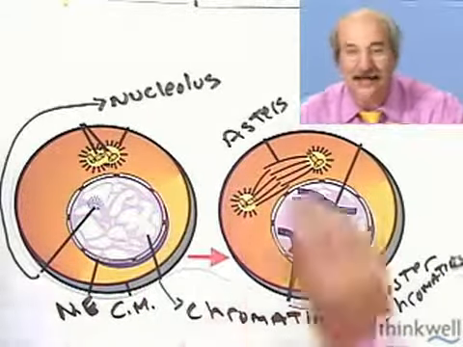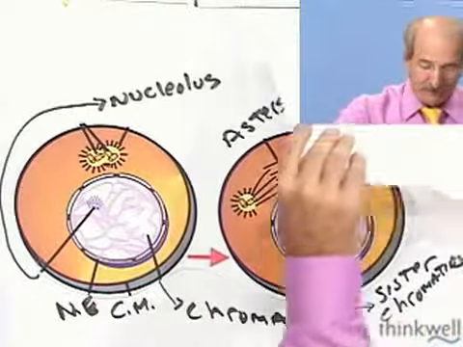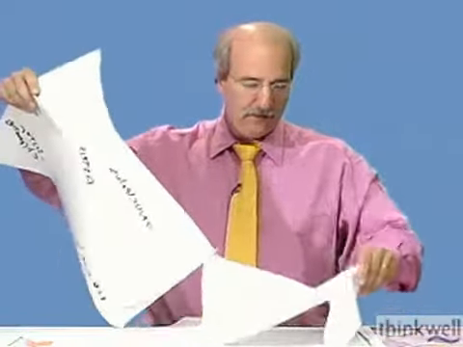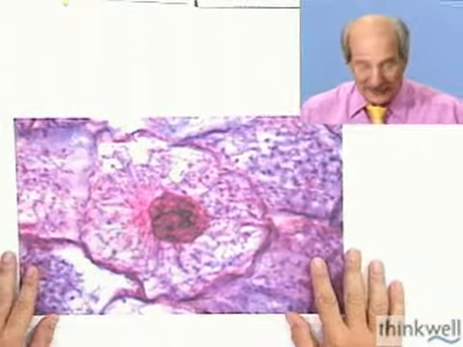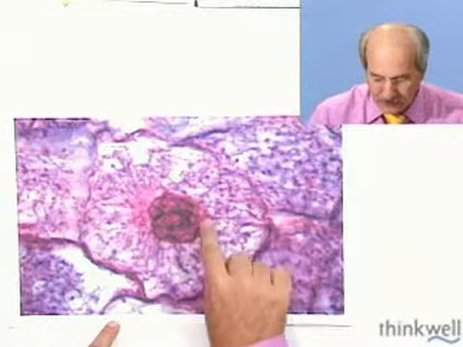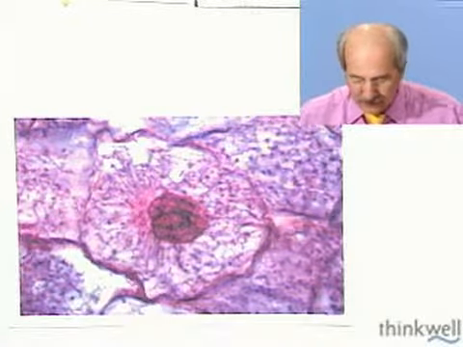All right, that's nice. But what does this really look like in a cell? Well, let's take a look at a cell. If I can get this paper off here. There we go. All right, let's take a look at a cell. Here is a typical animal cell in interphase. You can see the centrosome, you can see the nucleus, you can see the dark staining chromatin.